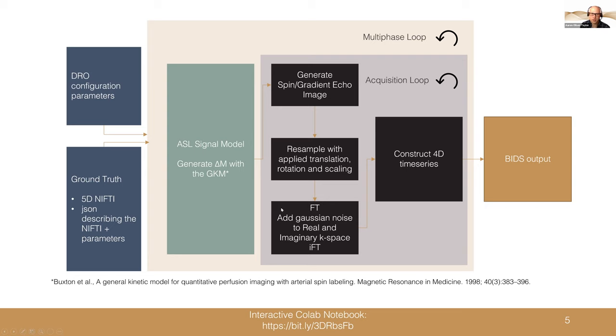And it's important, because it's a low SNR technique, to do this in a realistic sense. So we add it to the real and the imaginary k-space channels. By doing it in this way, it means that for the low SNR ASL images, your noise is Rician. We construct a 4D time series, and then we output all of that in BIDS format.